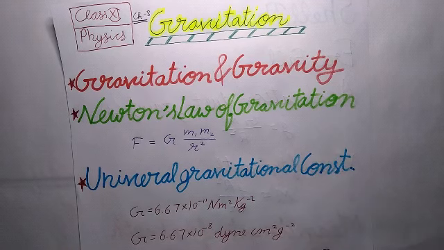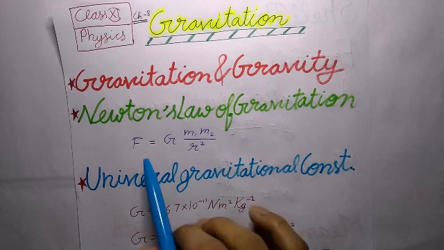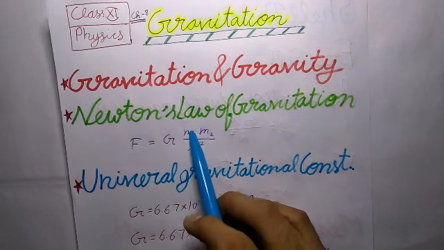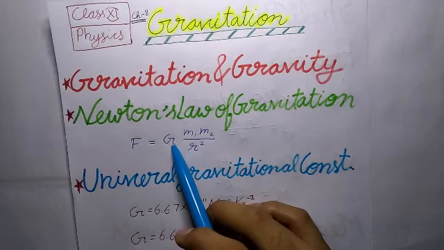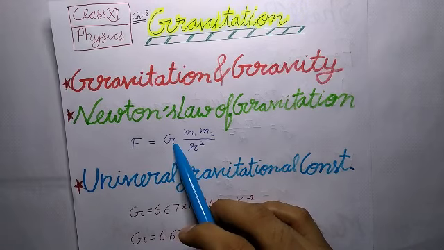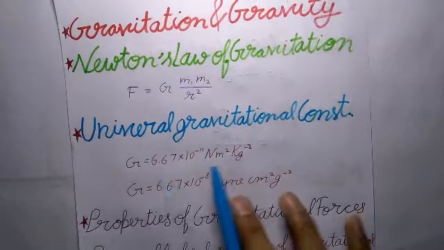It states that every body in this universe attracts every other body with a force which is directly proportional to the product of their masses and inversely proportional to the square of the distance between them. Mathematically, F equals G m1 m2 upon r squared, where capital G is the universal gravitational constant. It was derived by Newton on the basis of Kepler's laws of planetary motion.